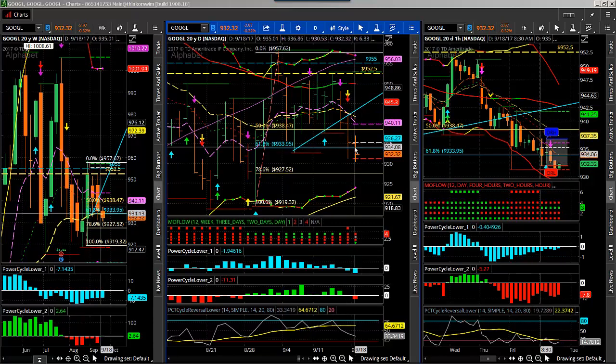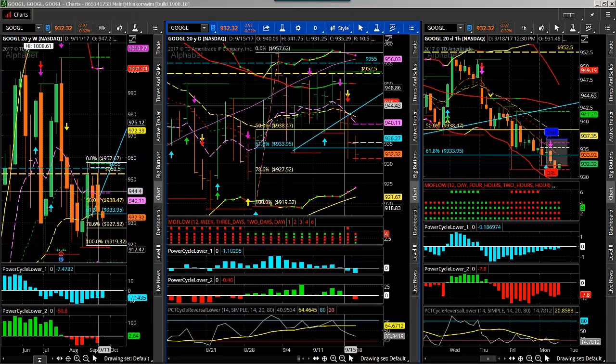So the first trade setup will be just a put debit spread, and the other trade setup is what we call a bear call credit spread. So let's take a look at these two option trades.